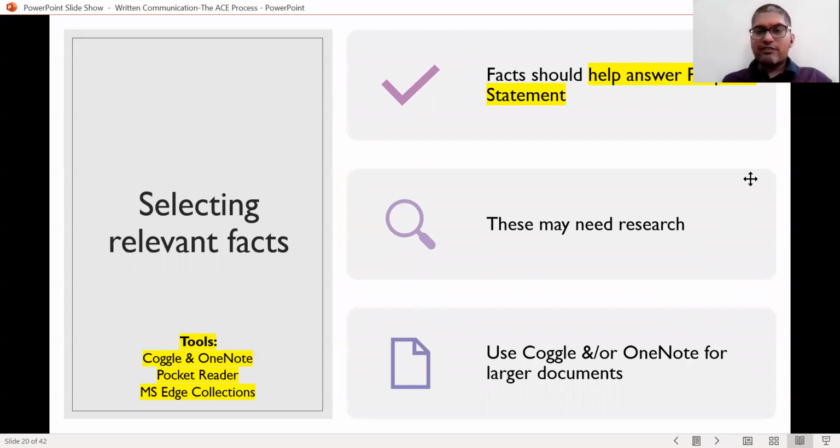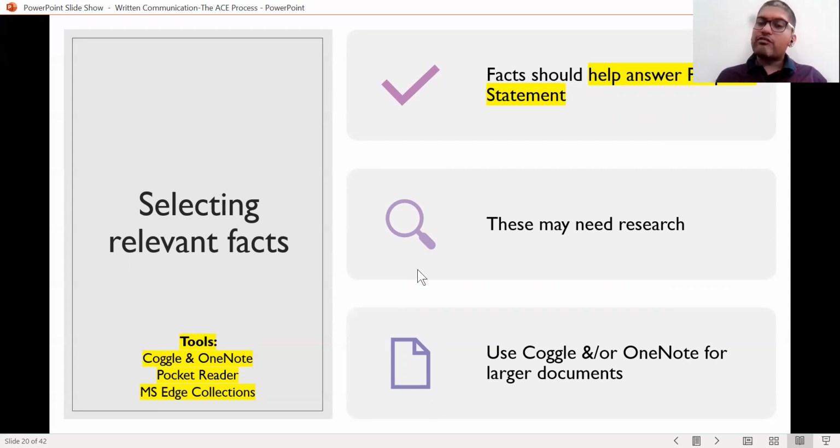Now, how do you select the relevant facts? Once you have a purpose statement, you have already done the research before you started the analyze phase. Now, from this whole pool of research and the facts, data, information, knowledge, whatever you may have, you cannot put everything into a single document. You need to pick and choose facts or information that will serve the purpose for the audience, that will serve its stated purpose based on the one to two sentence statement that you have written. What is the purpose statement? How can you answer that question about the purpose statement with the help of these facts?